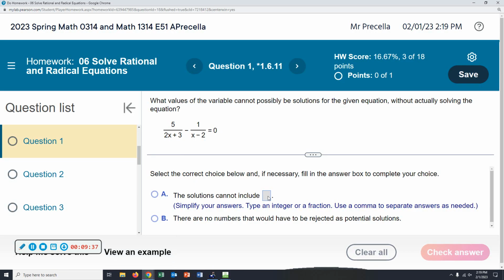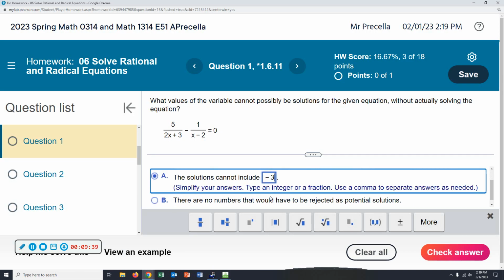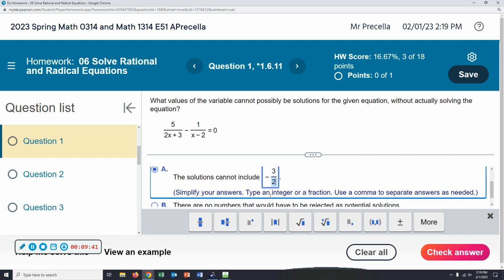So negative 3 over 2. You see that second number, 2, should not be down there in the denominator of the fraction. So let me back up.